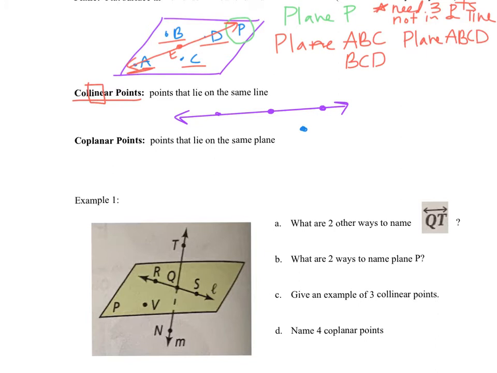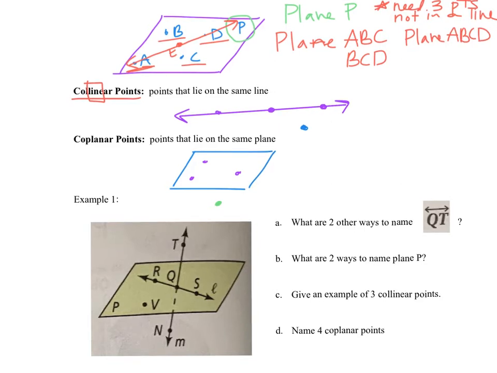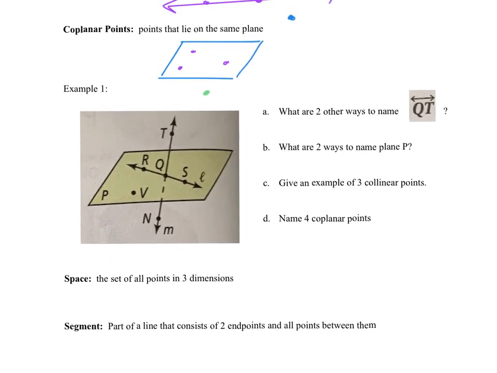Okay, same thing goes for coplanar. This is points that lie on the same plane. So if I gave you these 3 points, we would say those are coplanar points. But if I threw in this other point way down here that's not on the plane, then we would say those are non-coplanar points. So as long as they lie on the same plane, they are coplanar. Okay, so a lot of what you're going to do with today's lesson are questions like this.